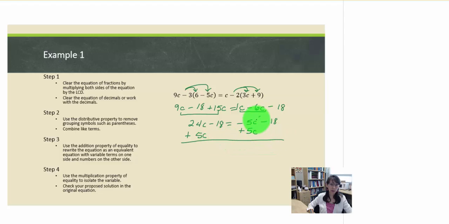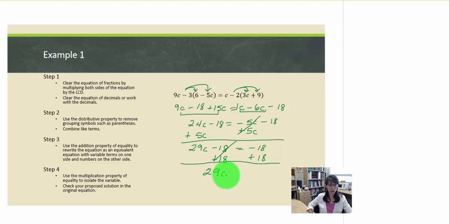Notice what happens. It eliminates from one side and collects on the other. So I have 29c minus 18 is equal to negative 18. Now, since I've already collected the variables on the left side, I want to collect all the constant terms on the opposite side. So this negative 18, I will add 18 to both sides. This is our addition property, so that I can eliminate it from one side and collect it on the other.